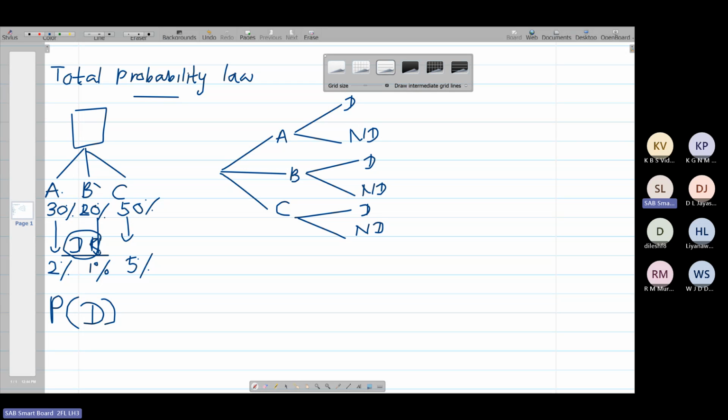Okay? Then we write down the values. The first one means probability of A. It means, what is the probability that a particular product is produced by machine A? What is the chance? What is the probability value? 30%. Then probability of A is equal to 30%, 0.3. Then B 0.2. Then C 0.5.